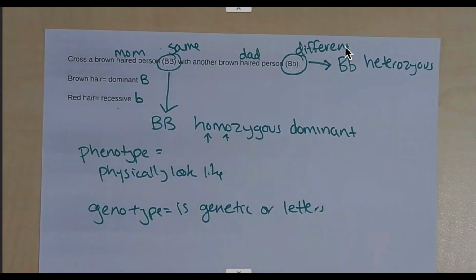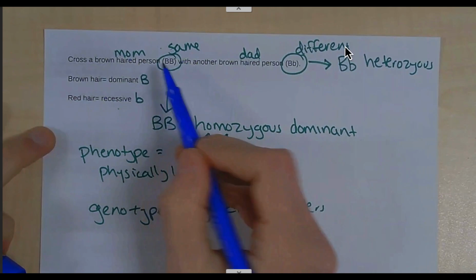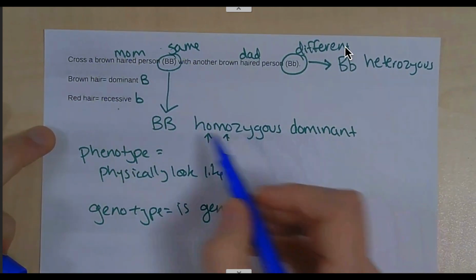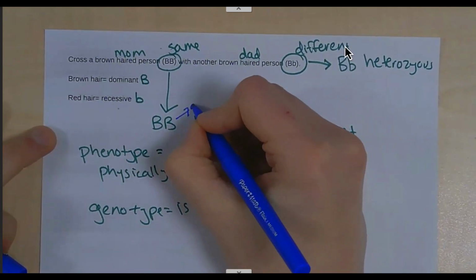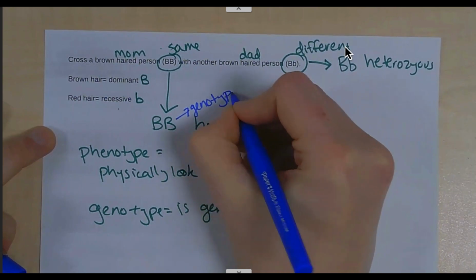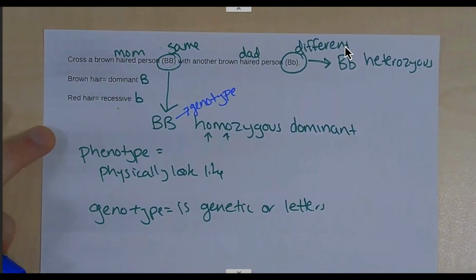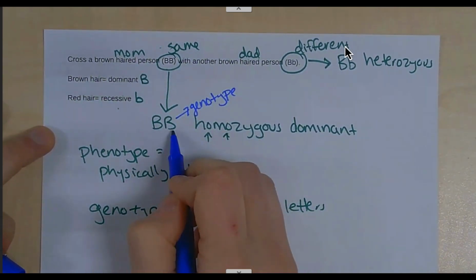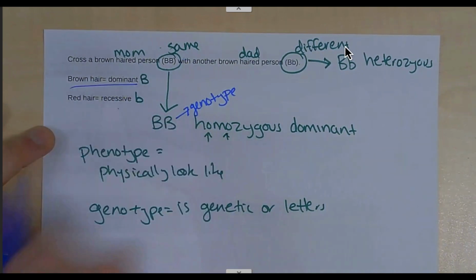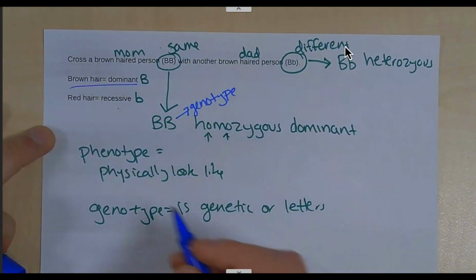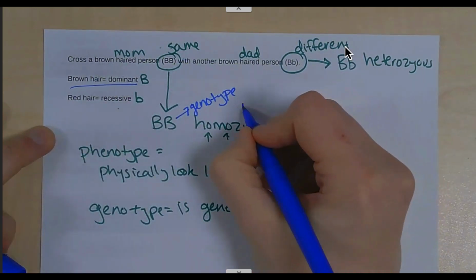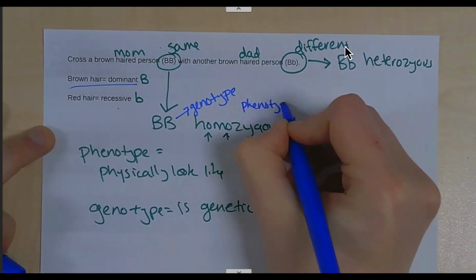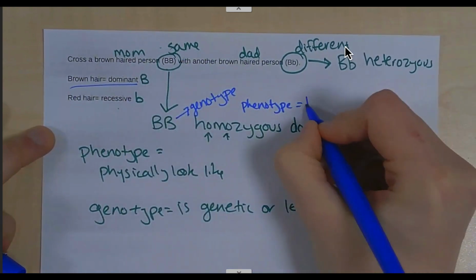So if I'm looking at mom, she is homozygous dominant, and this is her genotype. If I'm trying to figure out what she is actually going to look like, those capital letters are going to show through, and I know capital letters mean brown hair. So her genotype is big B, big B, and her phenotype is that she is going to look like she has brown hair.